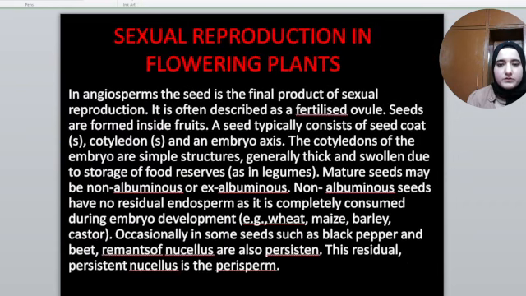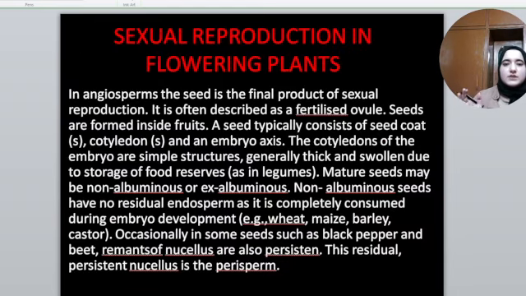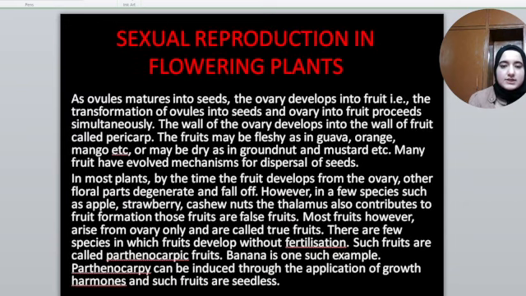We will just recap quickly. First of all, I told you that in some seeds the endosperm may persist, and those seeds are known as albuminous seeds, and in some seeds the endosperm may not persist, and those seeds are known as non-albuminous seeds, right? Very nice. Then we saw that the ovule gets converted into seed, the ovary gets converted into fruit, and that transformation takes place simultaneously, right?